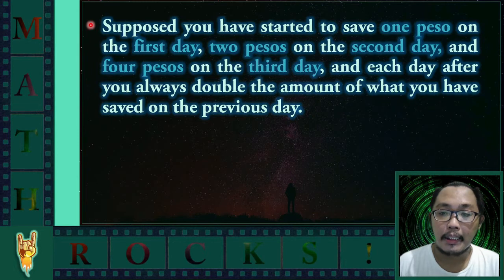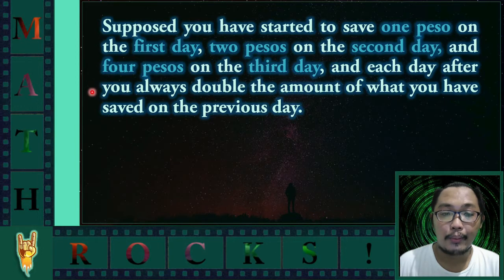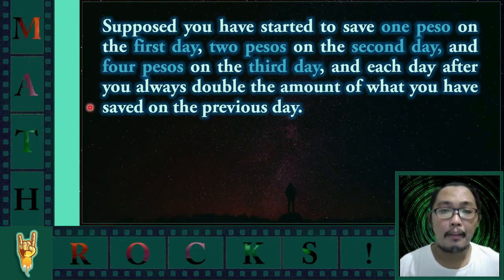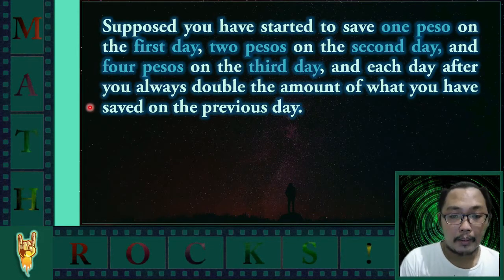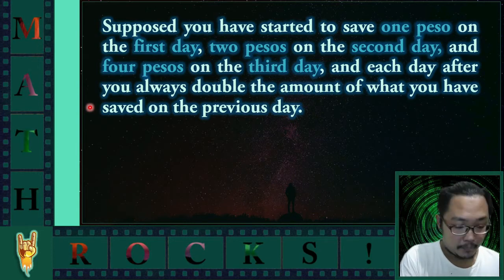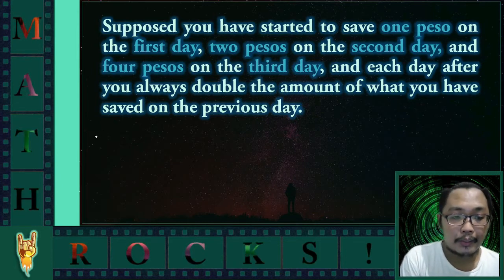Suppose you have started to save 1 peso on the first day, 2 pesos on the second day, and 4 pesos on the third day, and each day after, you always double the amount of what you have saved on the previous day. So you are already familiar with this problem because we have used that same problem in our previous video.